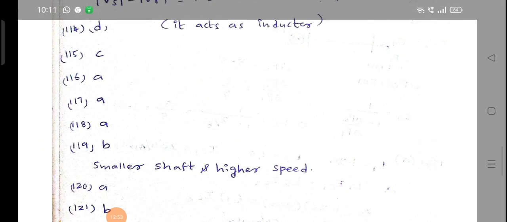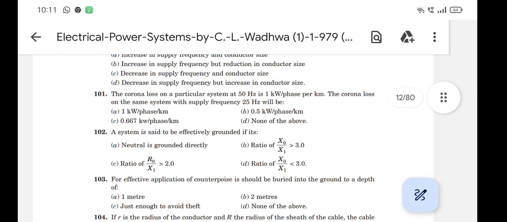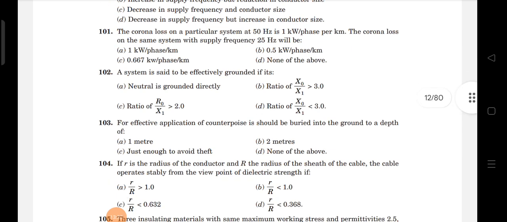Now see here from the given options, effectively grounded means solidly grounded, right? That means X0 by X1 is less than 3, right? That means the fourth option is correct. Next, for effective application of counterpoise, it should be buried into the ground to a depth of, okay, counterpoise is nothing but a conductor. Okay, that means it is just enough to avoid theft.